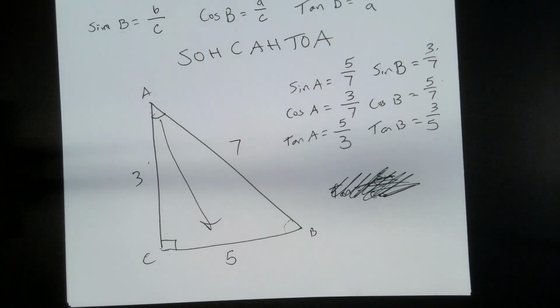Opposite over hypotenuse, sine. Adjacent over hypotenuse, cosine. Opposite over adjacent, tangent. Tangent, opposite over adjacent. Sides of hypotenuse, and the other two sides depend on which angle.